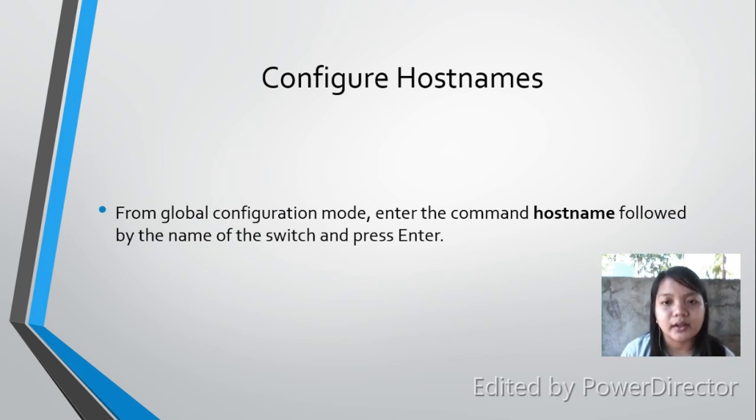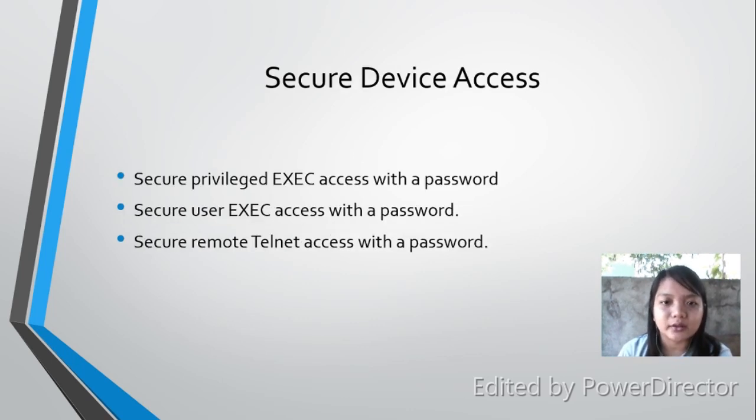Configure hostname. From global configuration mode, enter the command hostname followed by the name of the switch and press enter. For example, hostname CICS building shortcut, then third floor. So the command for that is hostname and a space and the name that you want, and then press enter.